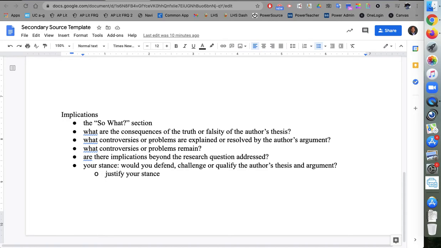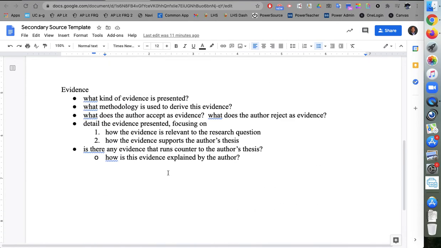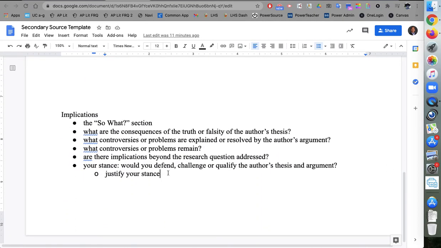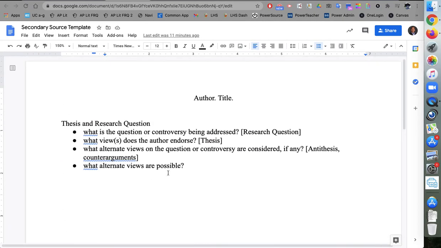What controversies or problems are explained by the author's argument? What controversies still remain? Are there implications beyond the research question addressed? And then finally, I think it's worth incorporating your stance on the author's argument. Would you defend, challenge, or qualify this author's argument? Okay? So, these are the three things you're going to do for two of your secondary sources.